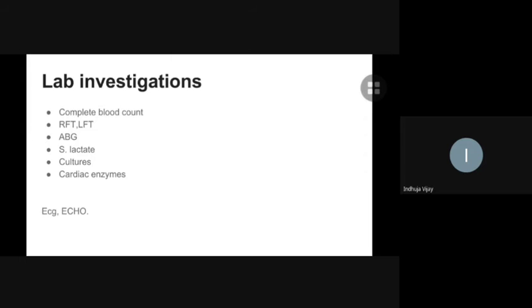Next, coming to the diagnosis. The routine lab investigations we have to do for a shock patient start with a complete blood count. In sepsis, we can see an elevated total count and thrombocytopenia. In hypovolemic or hemorrhagic shock there will be acute loss of blood. There may not be much change in hemoglobin initially, but there can be.